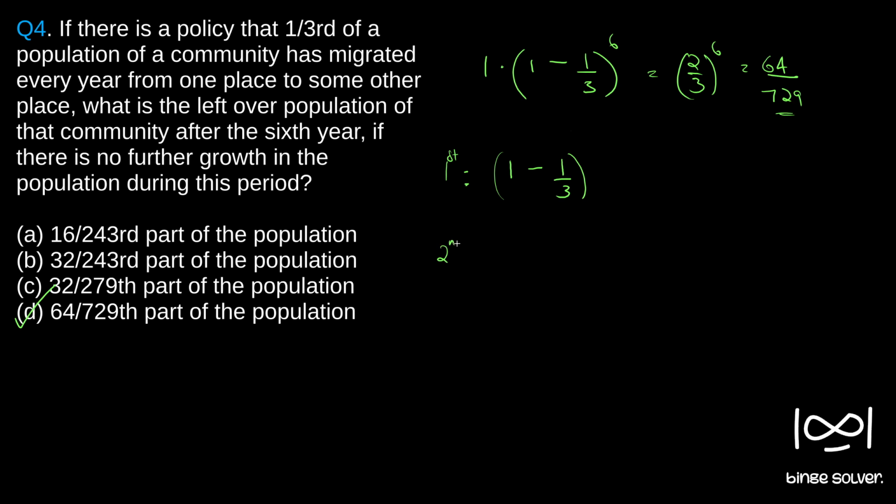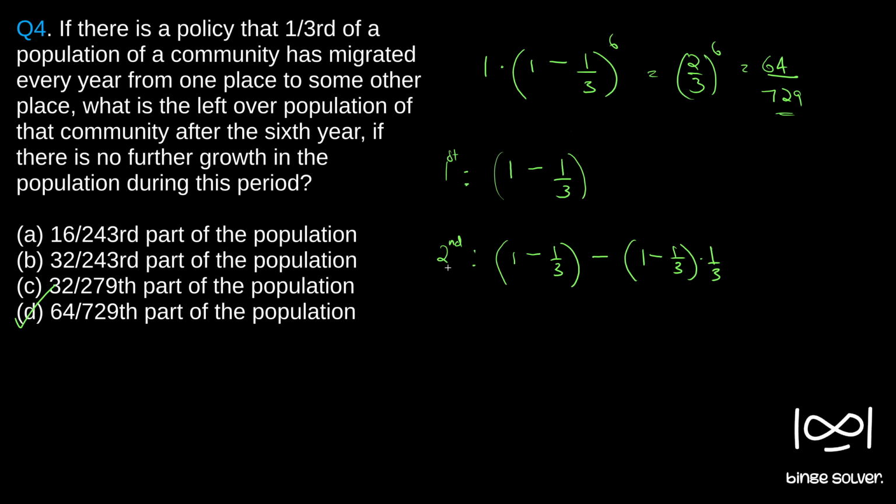Now what happens in the second year? This is the new population. I'm not going to use 3 minus 1 over 3, I'm going to write this as 2/3. I will show you why. So in the second year, this population further gets reduced by 1/3. So how can we write that? 1 minus 1/3 into 1/3. This population is further reduced by 1/3.